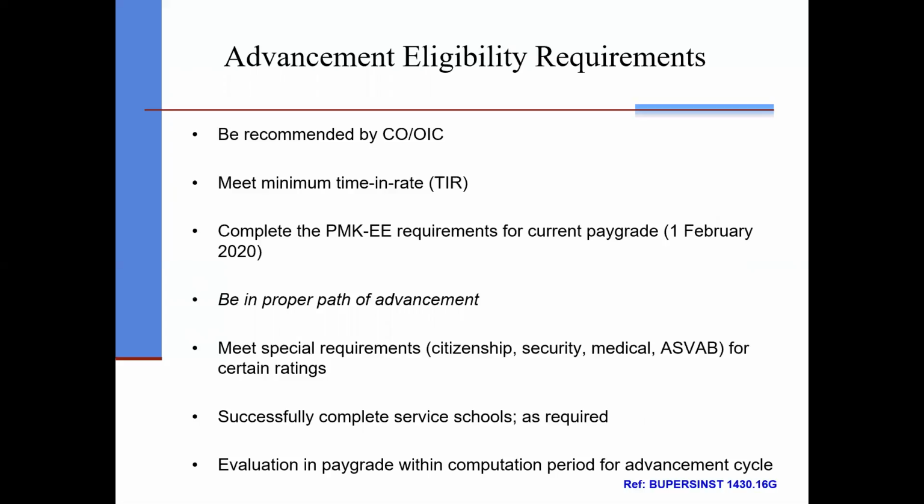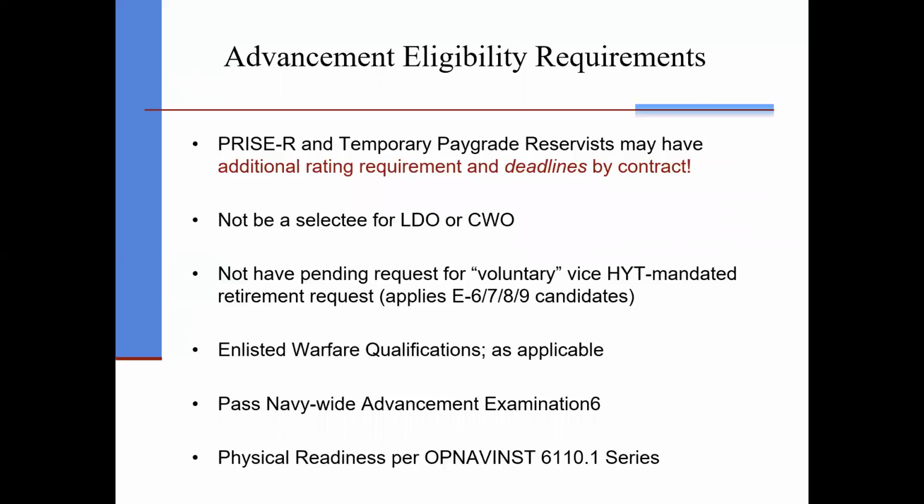Advancement eligibility requirements: must be recommended by the COOIC, must meet minimum time in rate, must complete the PMKEE requirements for current pay grade, must be in proper path of advancement, must meet special requirements for certain ratings, and must successfully complete service schools as required, evaluation and pay grade within computation period for advancement cycle. Prize R and temporary pay grade reservists may have additional rating requirements and deadlines by contract.